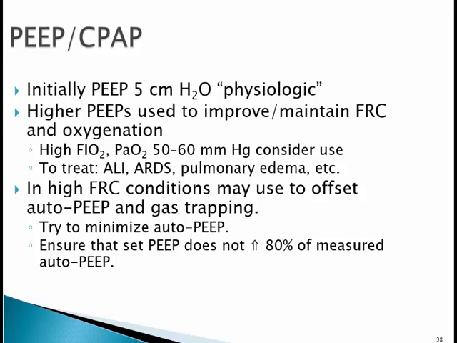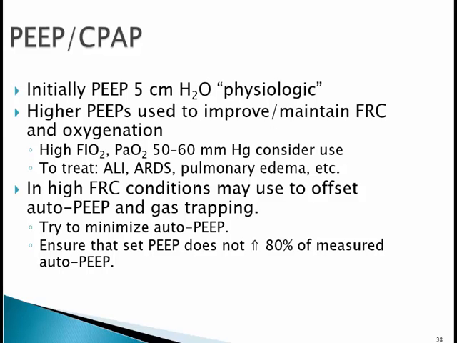So initially, PEEP of 5 is physiologic, so pretty much everybody gets at least 5. That's what you and I have right now. Higher PEEPs are used to improve or maintain the FRC and oxygenation. Of course, that's the way you deal with a shunt. High FiO2s, where the PO2 is 50 to 60, you may consider use of PEEP. And additionally, to treat acute lung injury, ARDS, or pulmonary edema.